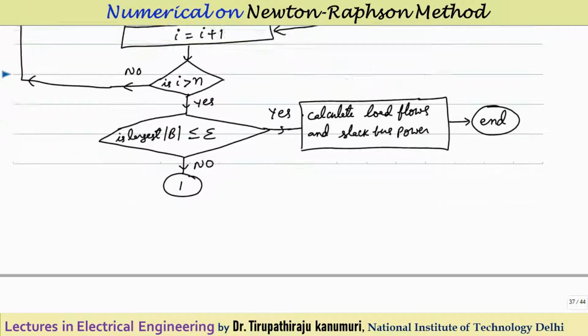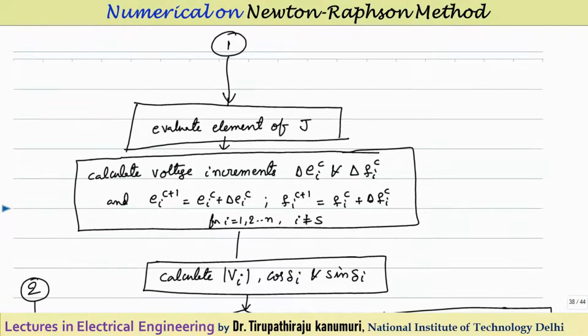Let us assume it is violating this. That means the error is greater than that one. So in that case we have to evaluate the Jacobian matrix and calculate the increments in the voltages from the Jacobian matrix. That means delta Ei and delta Fi for that iteration. Then we have to update the value of E and F for all the buses except the slack bus.